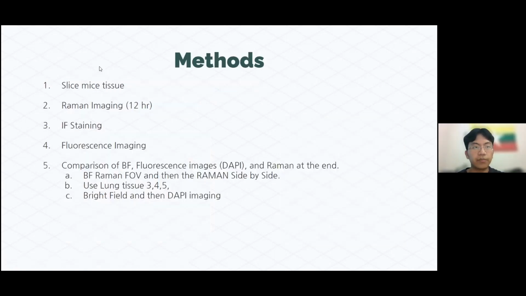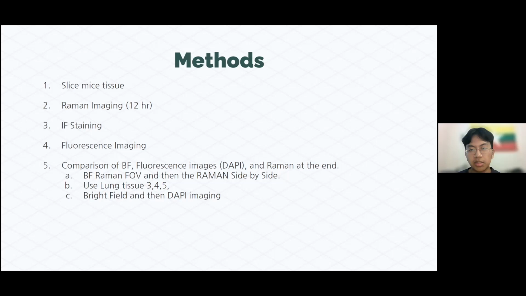Moving on, the methodology I used was to first slice the mice tissue using the cryostat, and then we do Raman imaging for 12 hours, up to 16 hours at times, but it depends on the cell tissue. And then we use IF staining. And then after that, we use the fluorescence imaging.